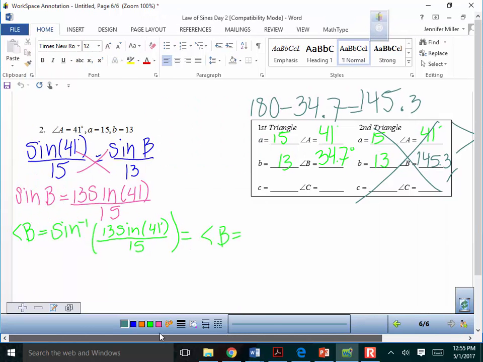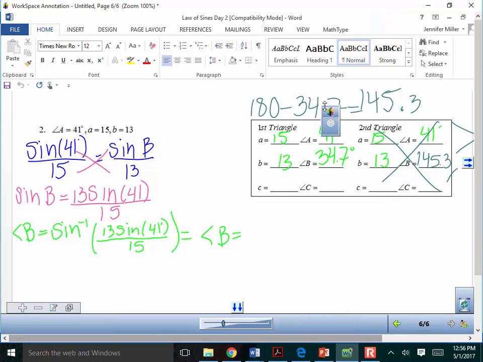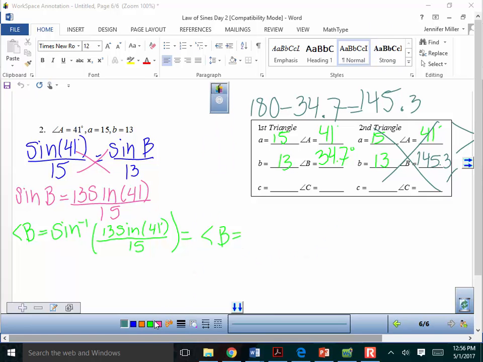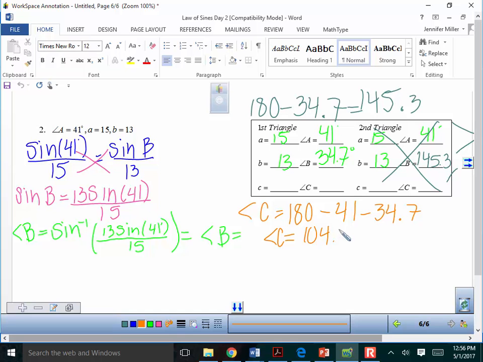Let's go back and solve for side C and angle C. And we do that by first finding angle C. So how do we find angle C here? You subtract those two angles from 180. Right, angle C is just equal to 180 minus the other two angles, 41 and 34.7. And so that gives us angle C is equal to what? 104.3? 104.3 degrees. Any questions here?